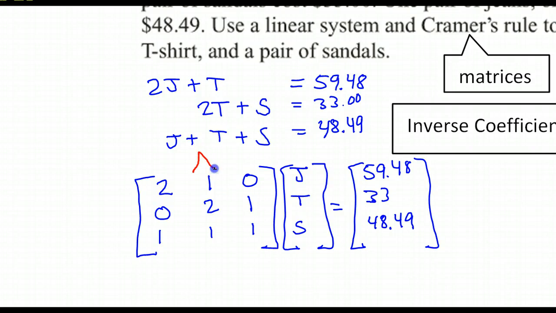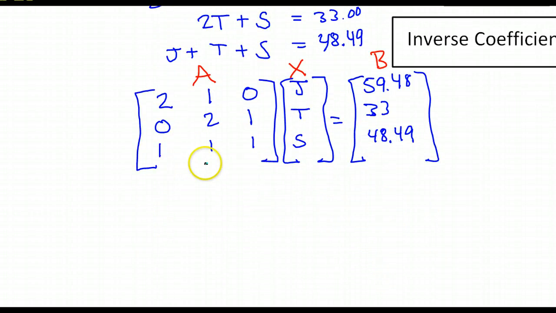So this is matrix A. You must label it. We will call this matrix X, our variable matrix. And this is matrix B. You must show this, okay? All right, because then below that, you're going to put this little theory.